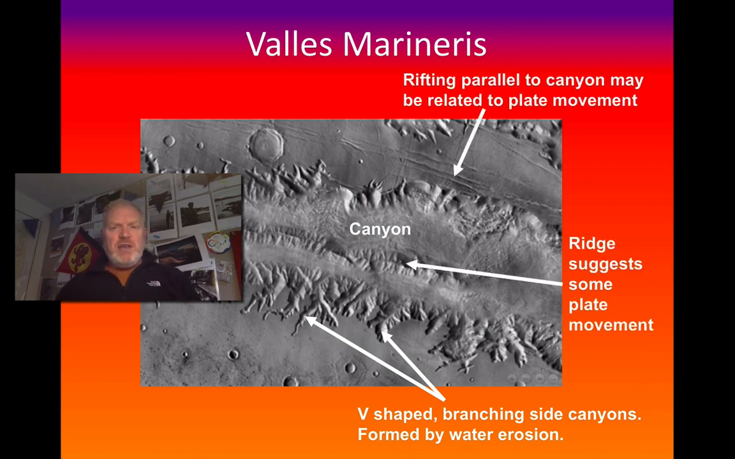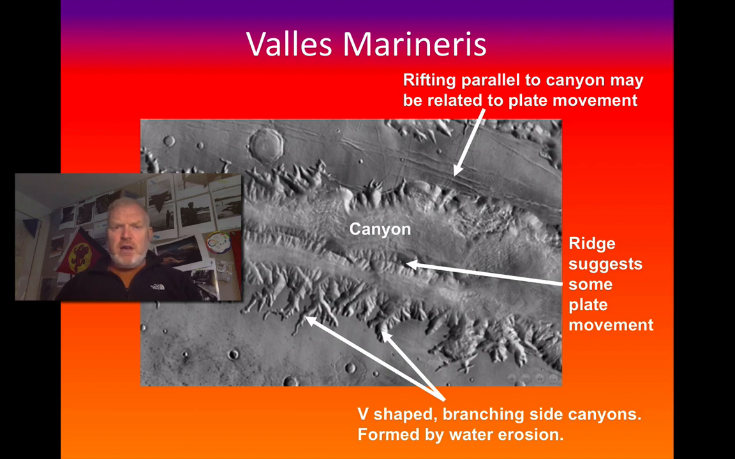We've got some features here that suggest some plate movement. If you look, especially just to the north, near the top of this image, we've got a series of very long, hundreds of kilometres long, very straight, parallel cracks. This perhaps suggests that there's been some plate movement, that the crust here is being pulled apart a little bit. We're getting these cracks. Notice as well how the canyon is parallel to those cracks. It can't be a coincidence that that's occurred.